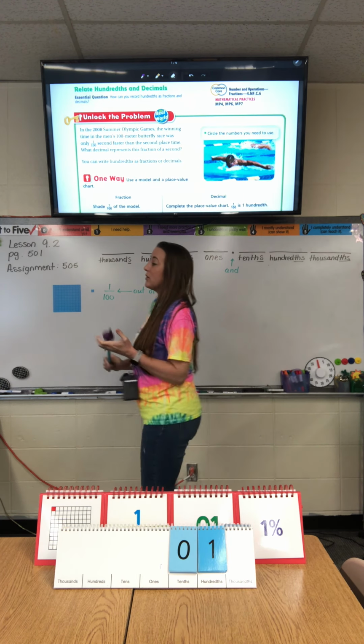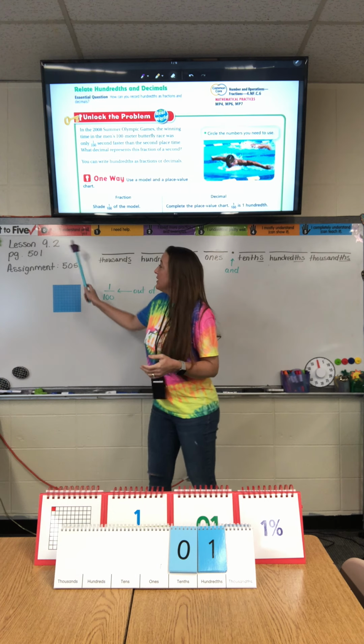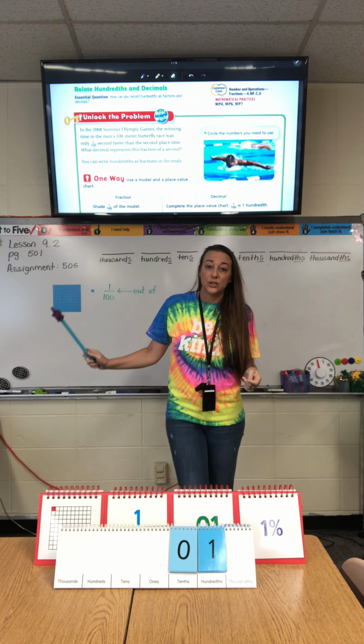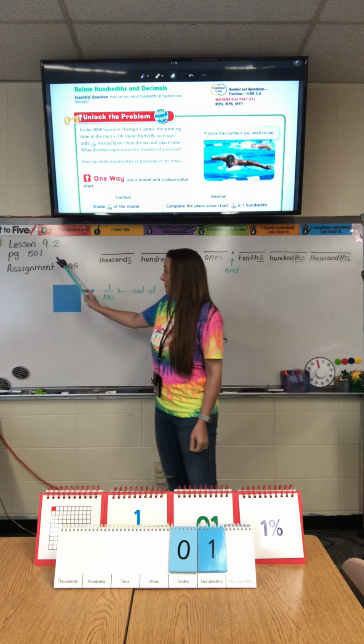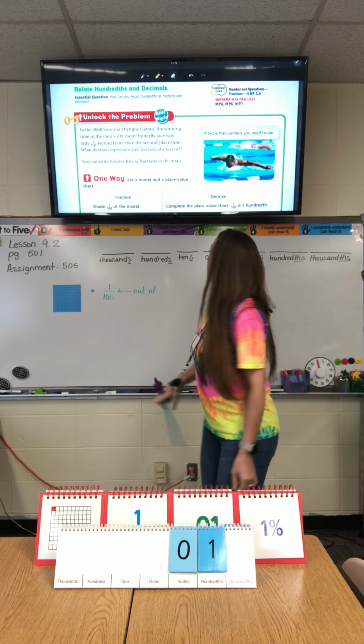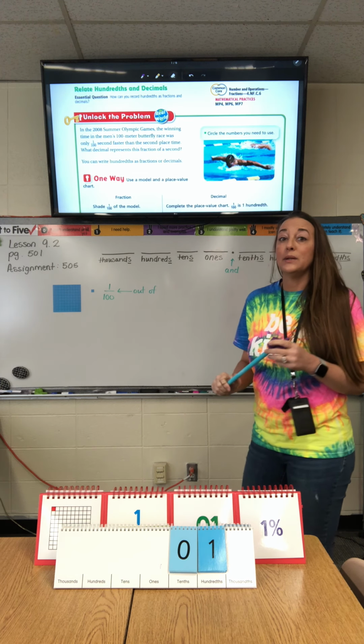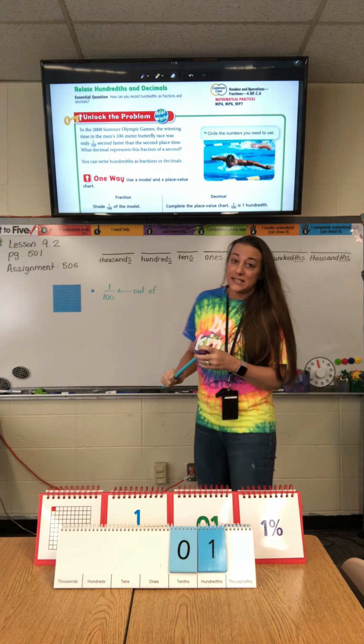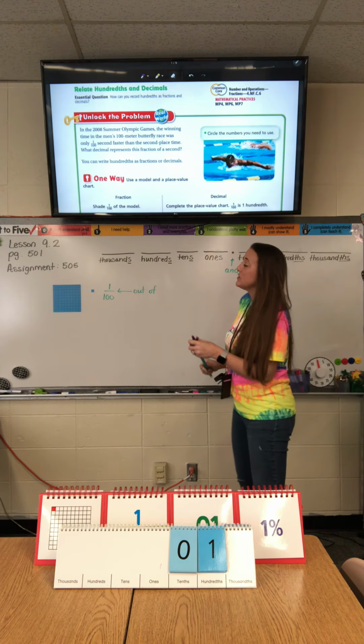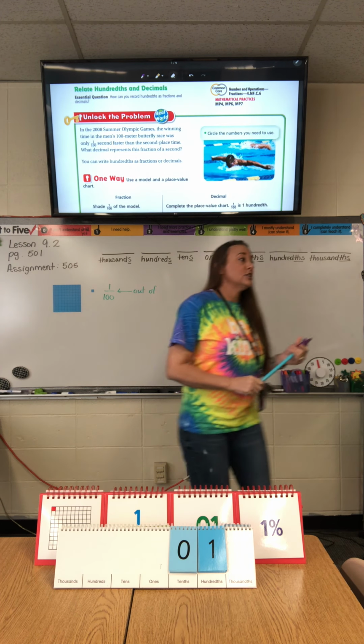So we are going to move on to lesson 9.2, which is page number 501. And we're going to talk about how to relate hundredths in decimals now. So we did tenths before, now we're going to do hundredths.